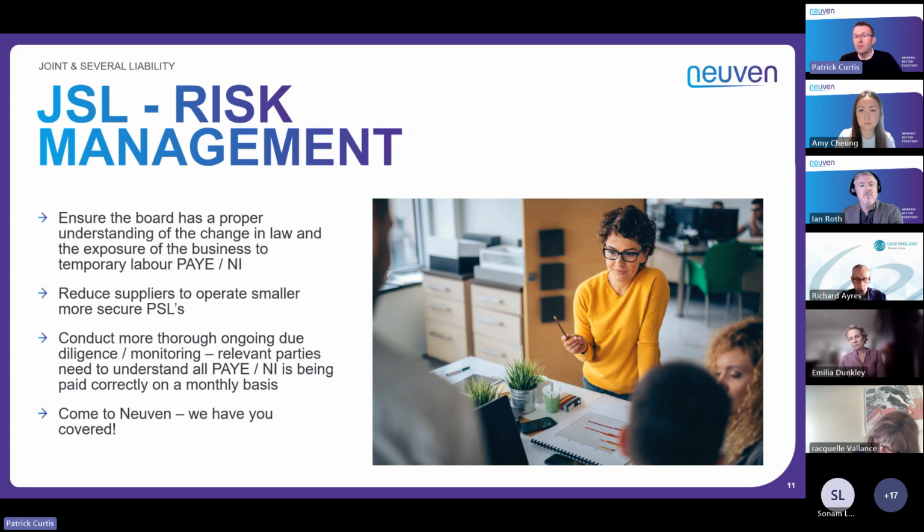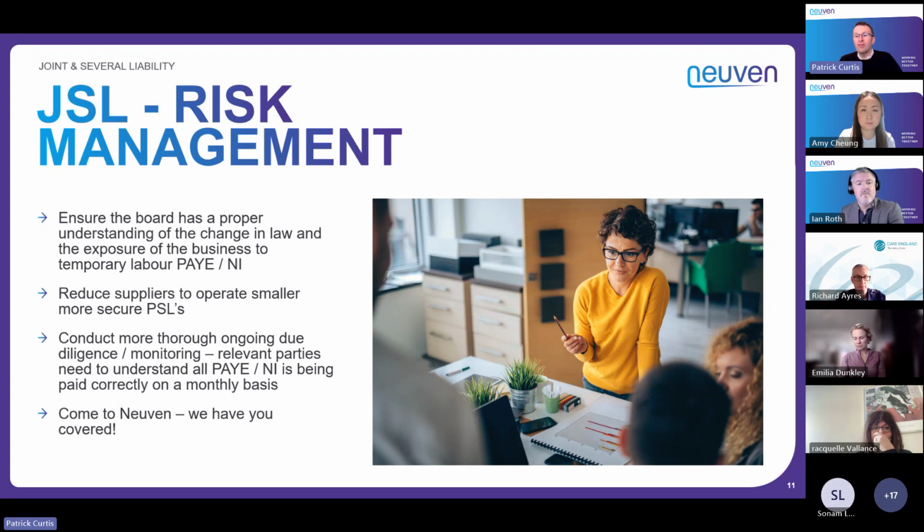I think it's a step beyond due diligence. Traditionally, you would do due diligence on a supplier at onboarding, and then you might sporadically do further due diligence during the life of the relationship you have with them. I think in this case, it's more than that.